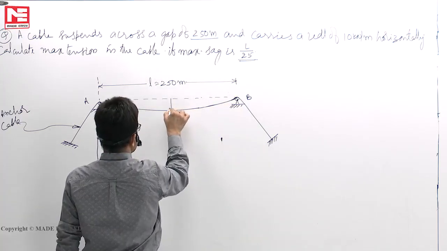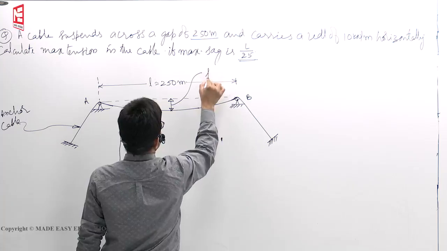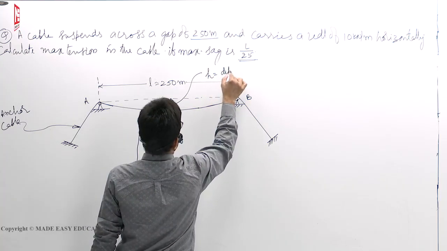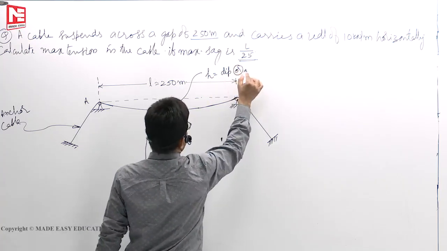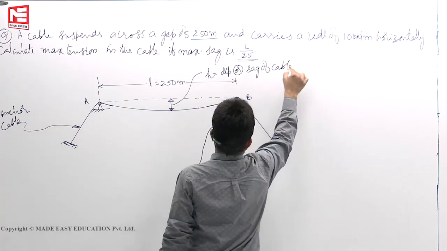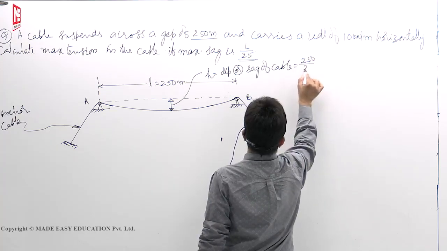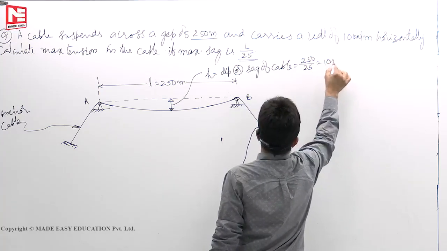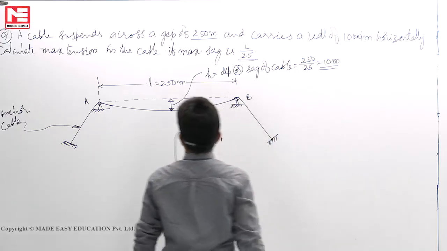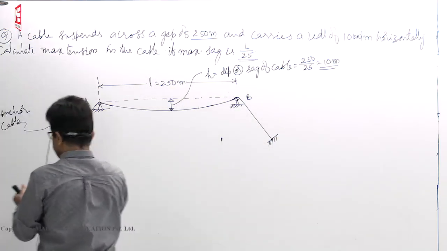Maximum sag is L by 25, that means 10 meters. This is called H, the dip or sag of the cable. You will get 250 by 25, 10 meters. This is what is given. It is subjected to a horizontal UDL.